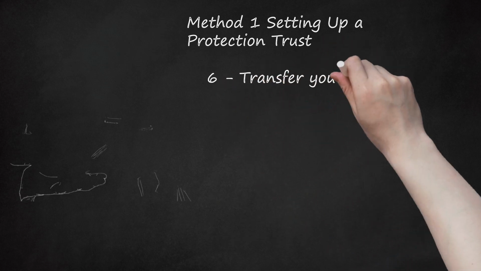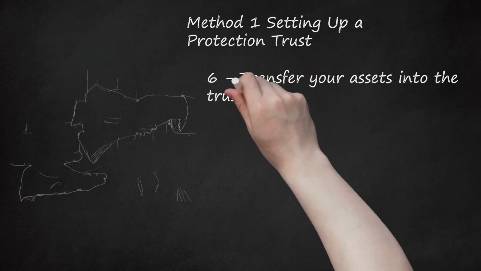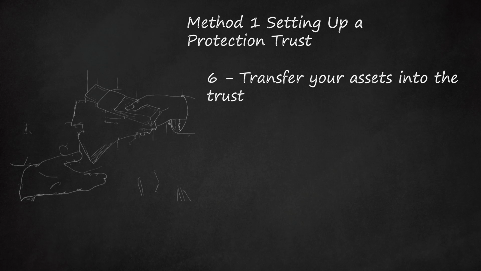6. Transfer your assets into the trust. Once your trust is created, you must take all the liquid assets you want the trust to protect and transfer them into the name of the trust. This may require opening bank accounts in the name of the trust. If your trustee is a financial institution, they may create deposit accounts for your trust within their institution. Otherwise, you'll have to open an account in the name of the trust.